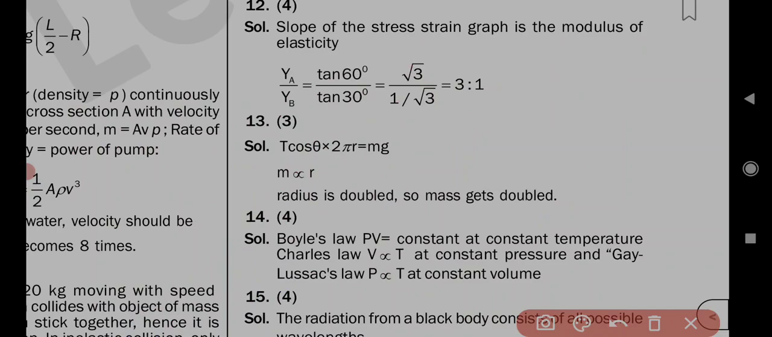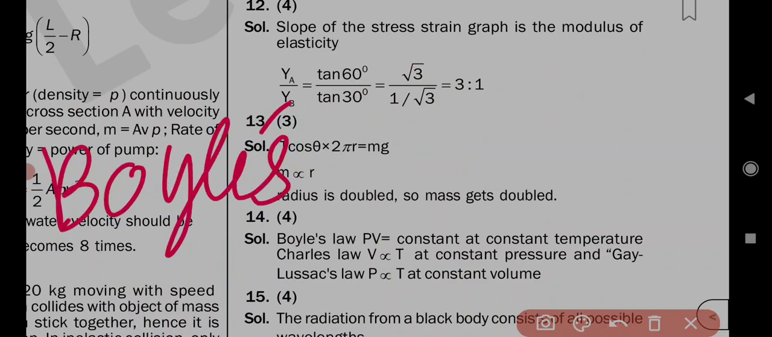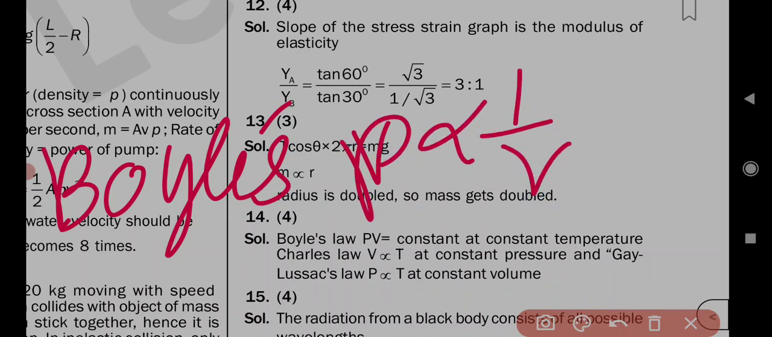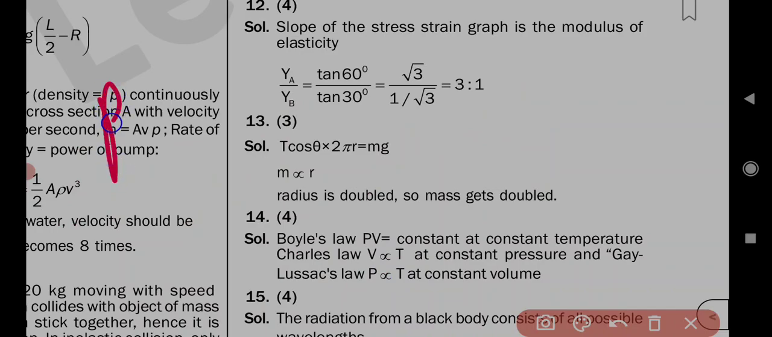If you see this, Boyle's law is there. Boyle's law says that P is inversely proportional to V at constant temperature and fixed mass. So you'll say PV is constant. Then you can say that P1 V1 is equal to P2 V2. Okay. Let's see the next one, Charles' law.